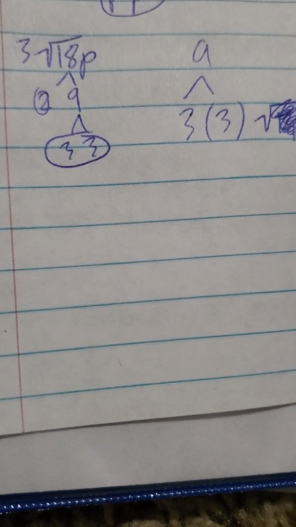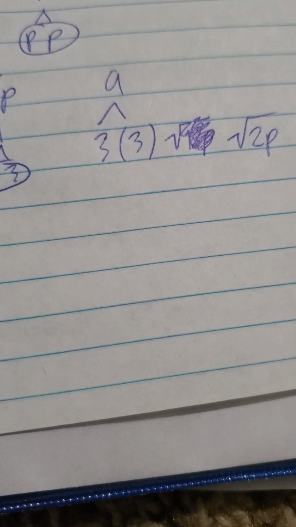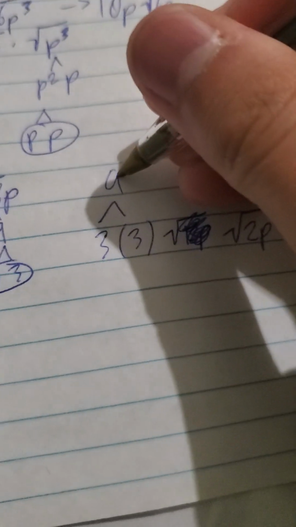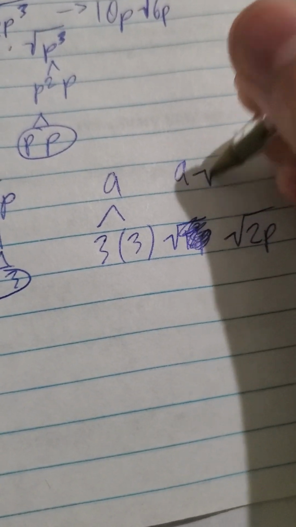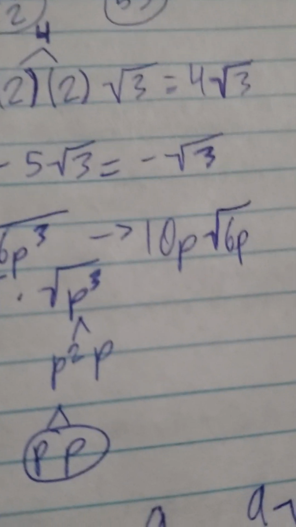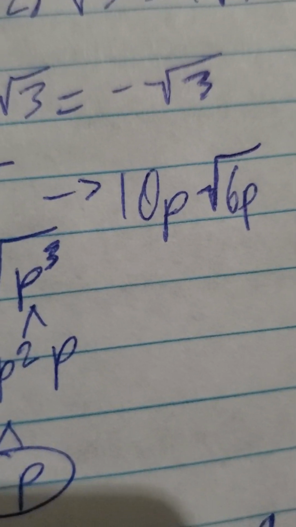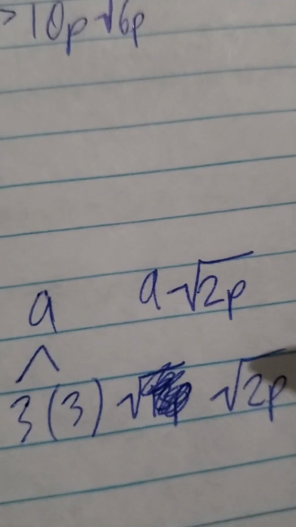That should be 2p. But we have 9 root 2p. And this is our next term. So we have 10p root 6p and 9 root 2p.